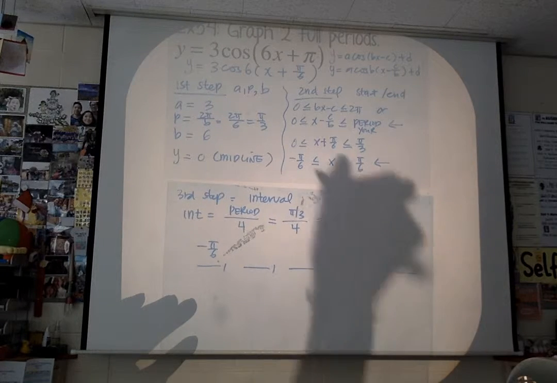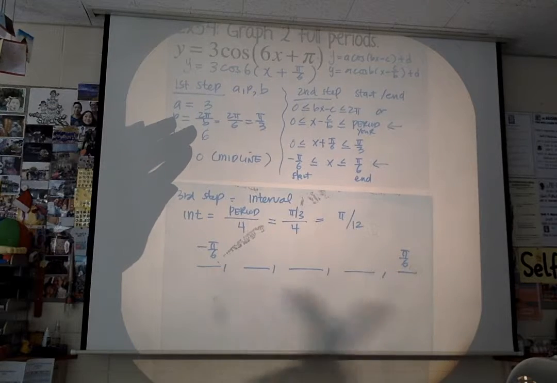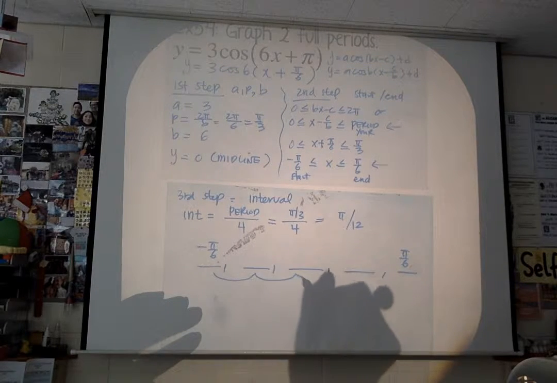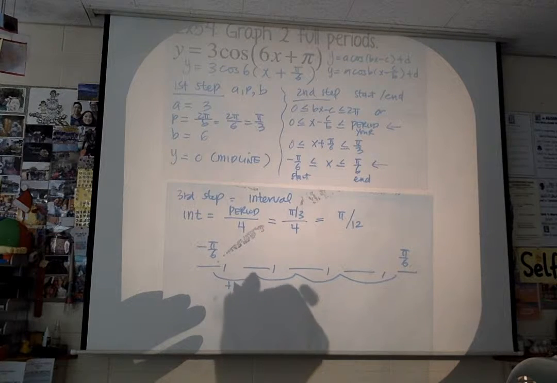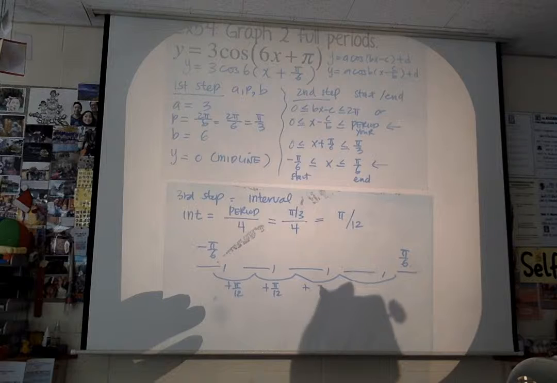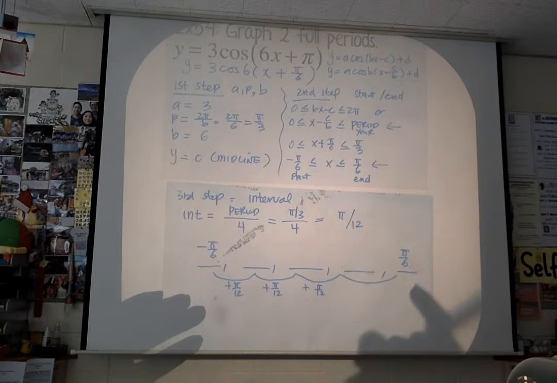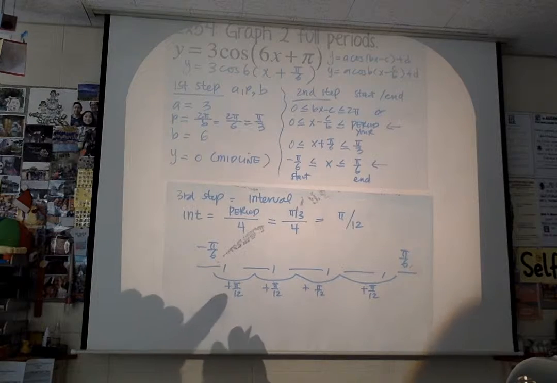Pi over 6. That was our start, right? And this was our end. That means every point between that, we're gonna add pi over 12, and pi over 12, and pi over 12. And you know what, you guys? Miraculously, they always work out that you get pi over 12 like this. It always ends up adding up to pi over 6. Let's try, okay? Pi over 12.